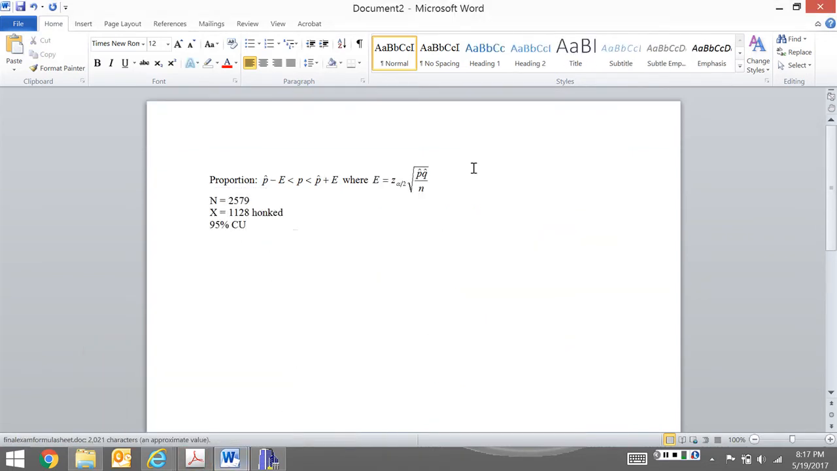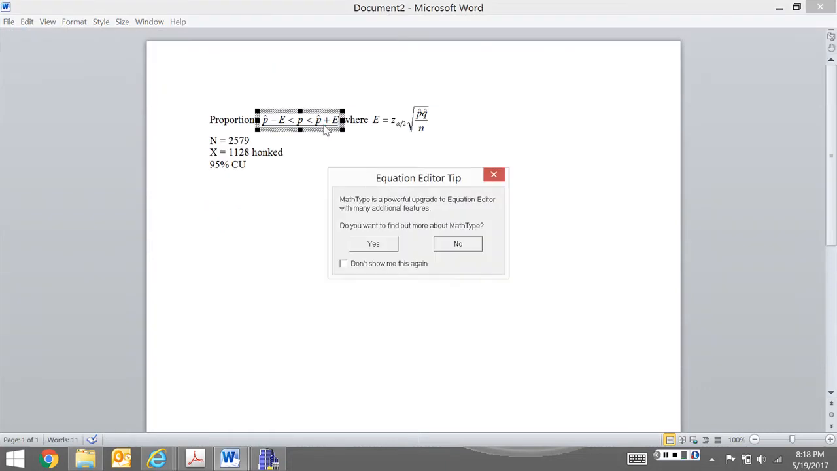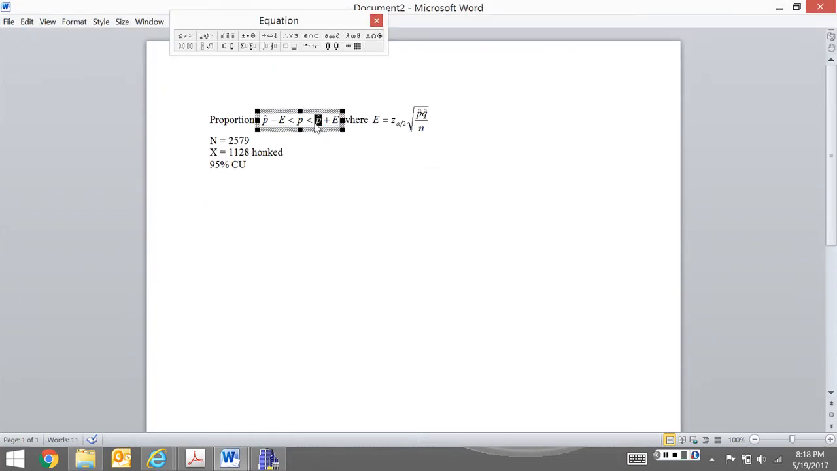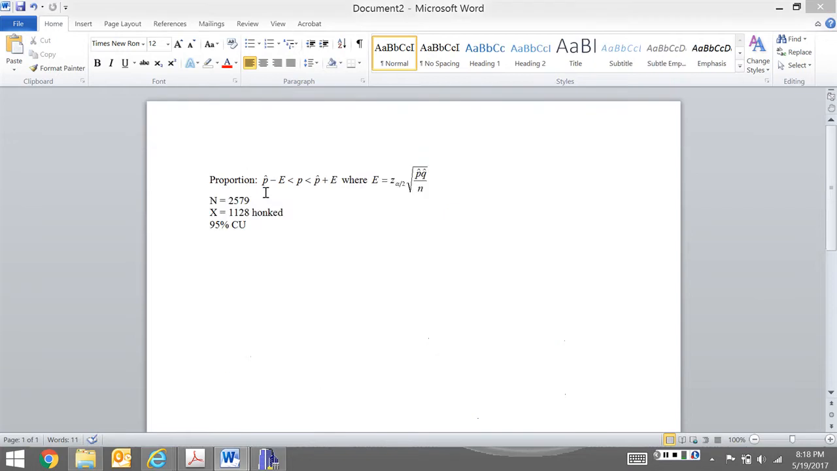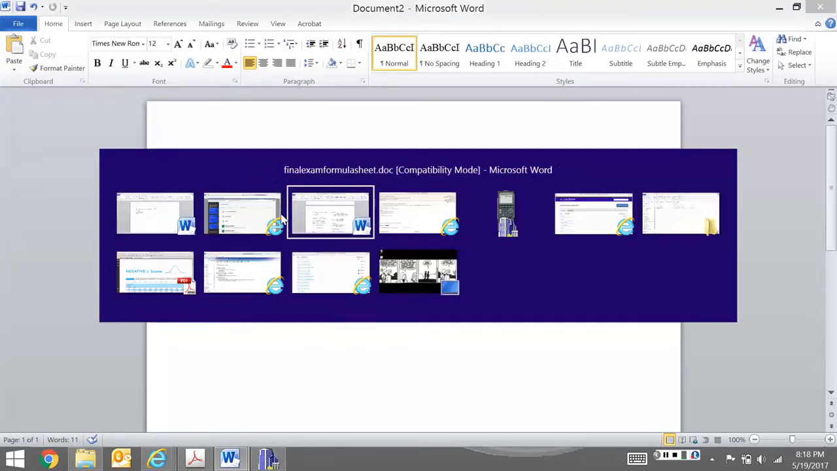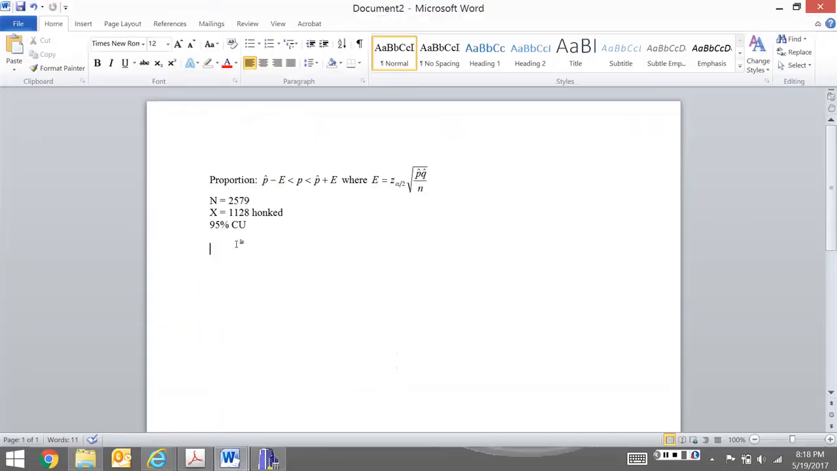So to do that, you can see here I've simply put in the information. Now, let's write down P hat. I didn't write that down yet because I hadn't figured it out. It was 0.437, so I don't have to look it up later. Now I need to figure out E. I know my P hat, which means I also know my Q hat. I know N. What I need to figure out is my Z score.